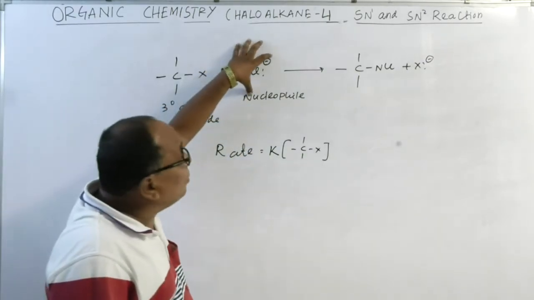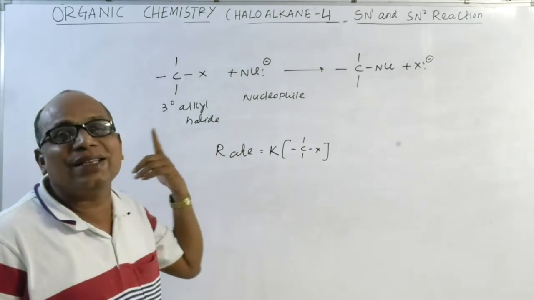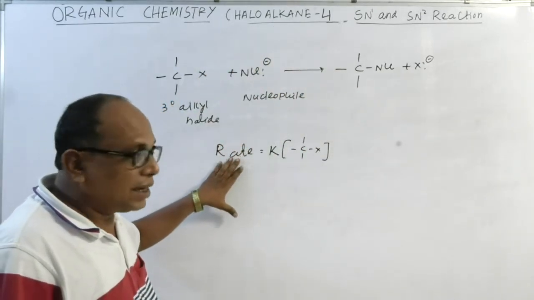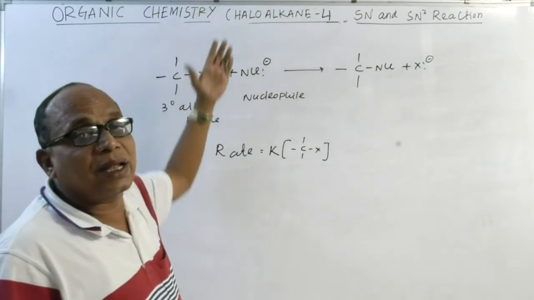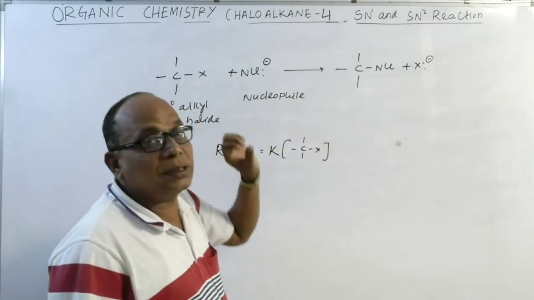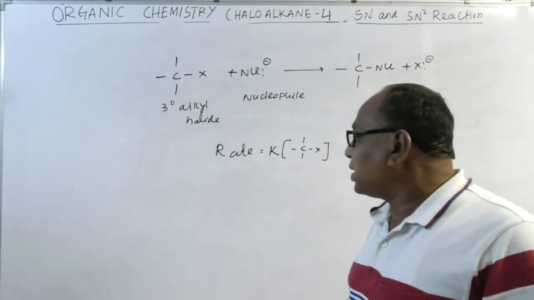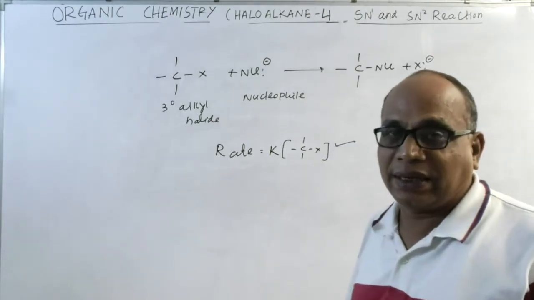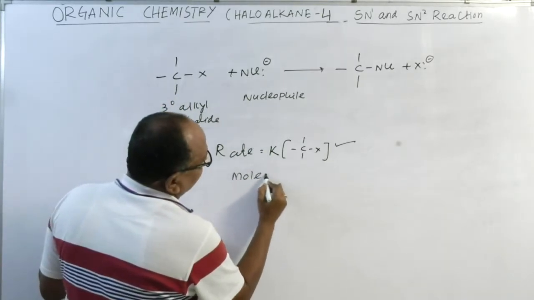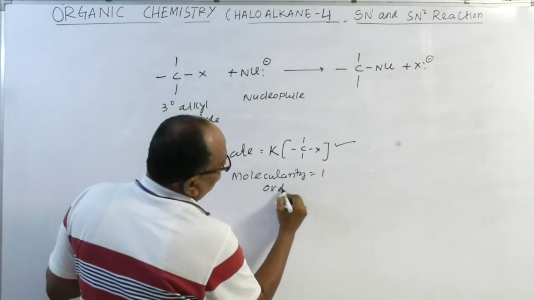When the concentration of the nucleophile increases 2 times, what will happen to the rate? There is no change in the rate of the chemical reaction. When the concentration decreases, there is no change in rate either, because the rate depends only upon the concentration of the alkyl halide. So this is called the rate equation. In this rate equation, the molecularity is 1, the order also 1.